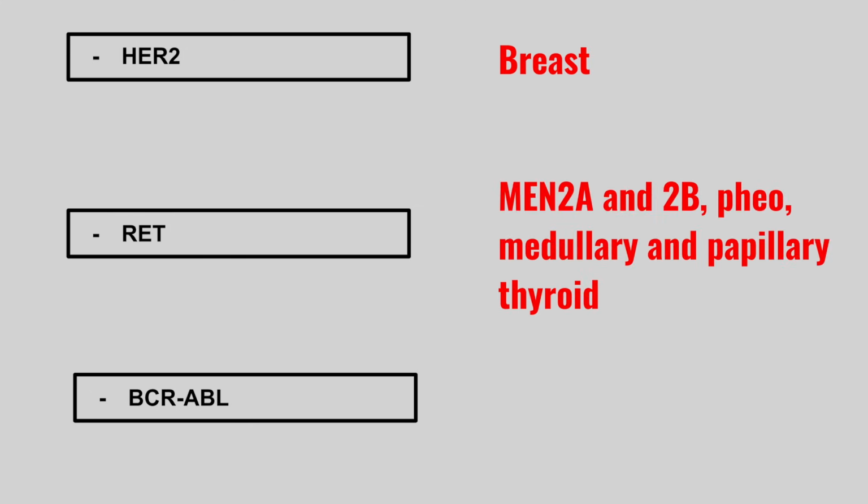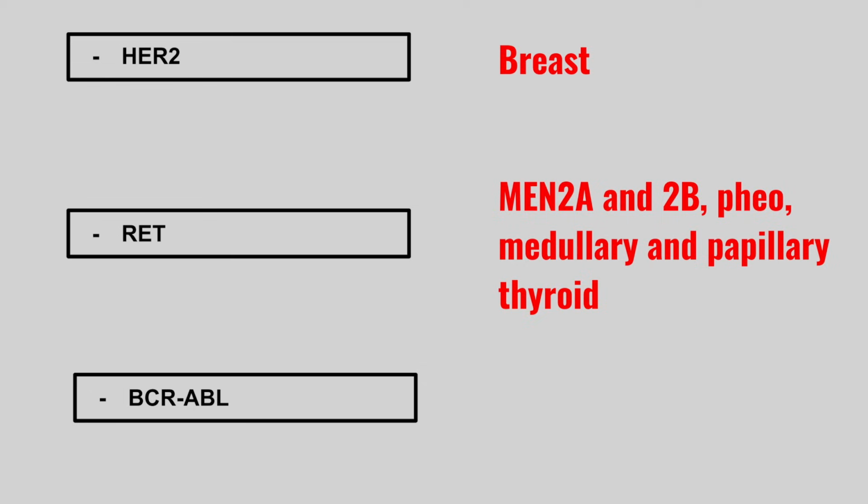Next, we're going to be mentioning the mutations, and I want you to guess what cancer they're associated with. So HER2. This is breast cancer. Next is RET. This is MEN2A, MEN2B, pheochromocytoma, medullary, and papillary thyroid cancers.